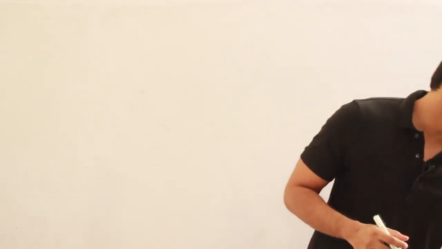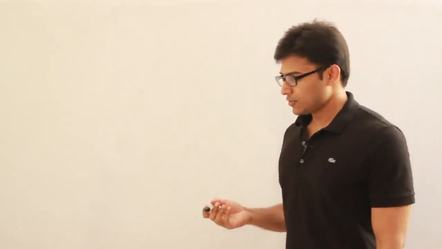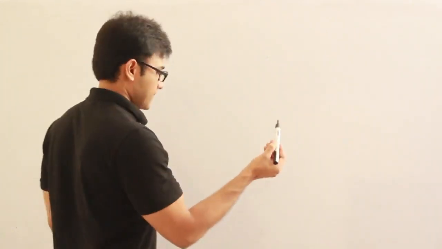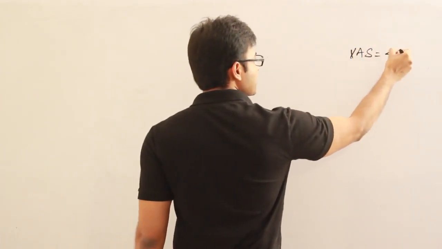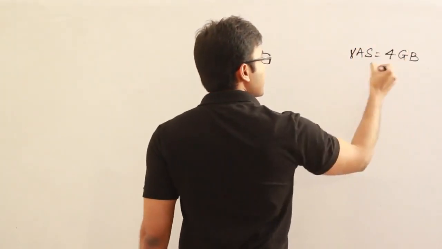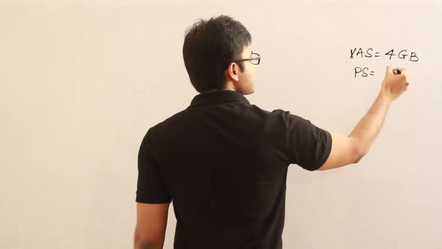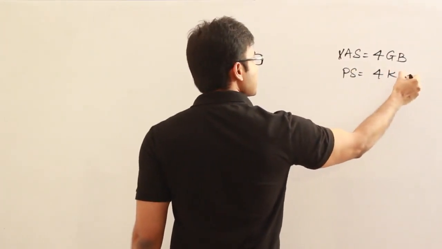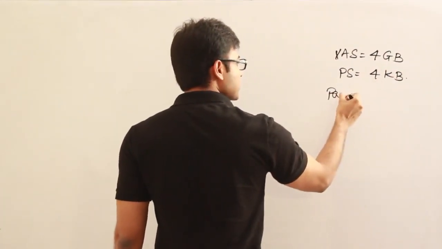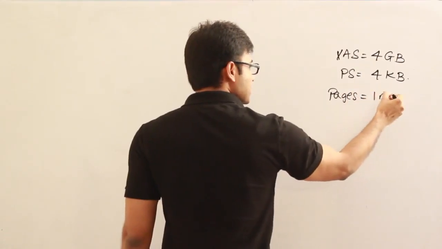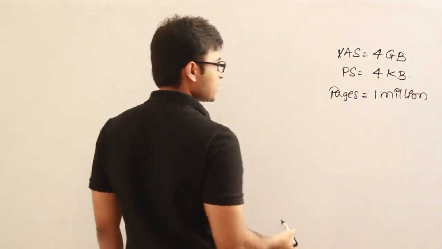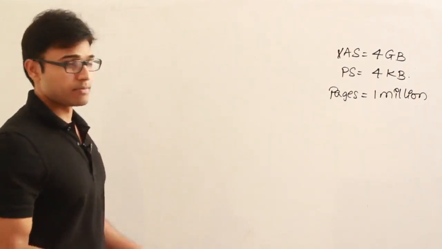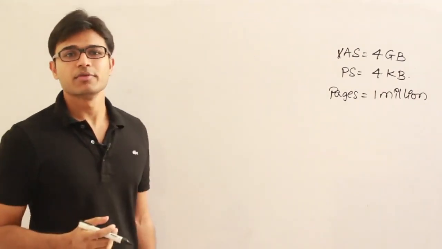So see this example. Let us assume that the virtual address space or the size of the process is 4 GB and the page size is, assume, 4 KB. Then how many pages will be present? 1 million pages will be present, right? And for 1 million pages, if I have to represent one entry each, the page table itself is going to be very big.